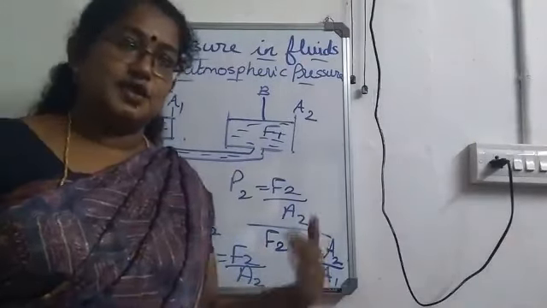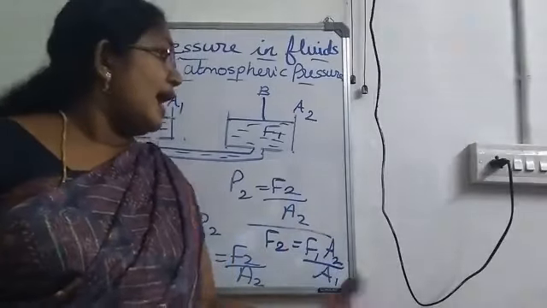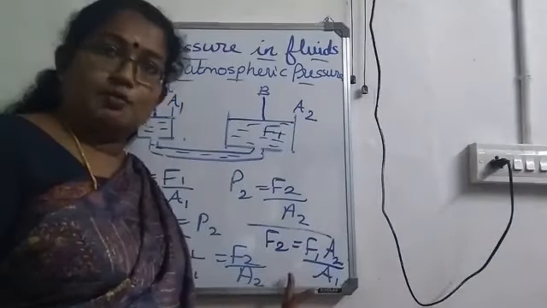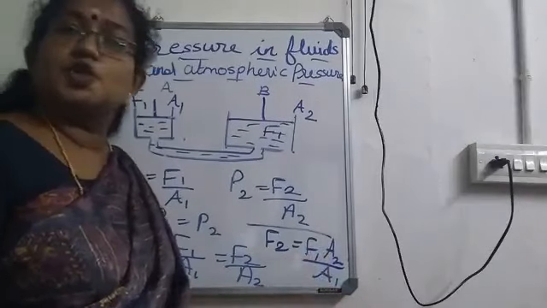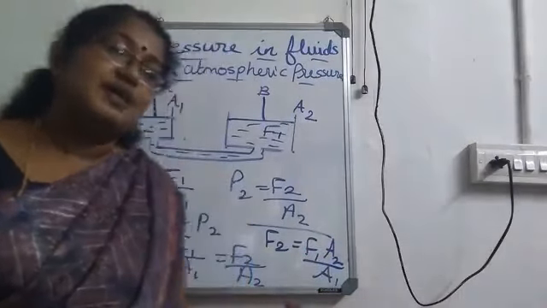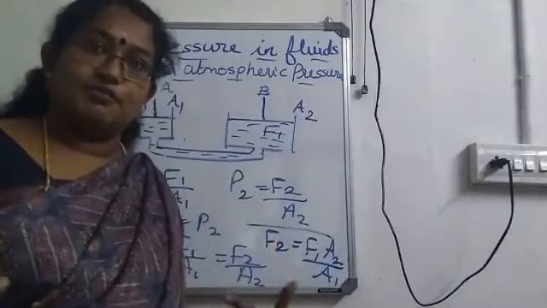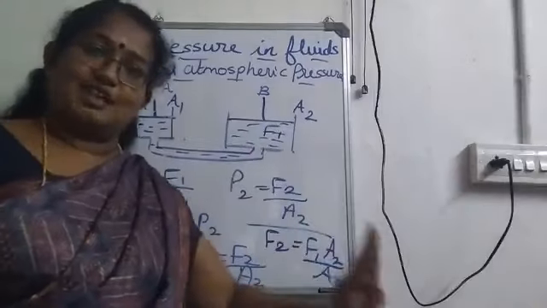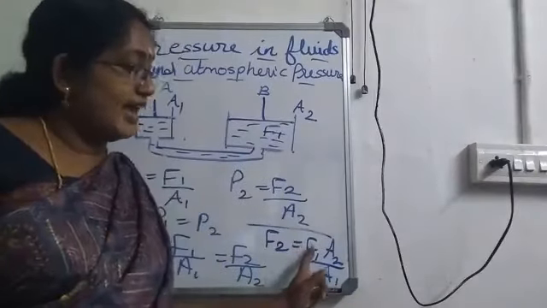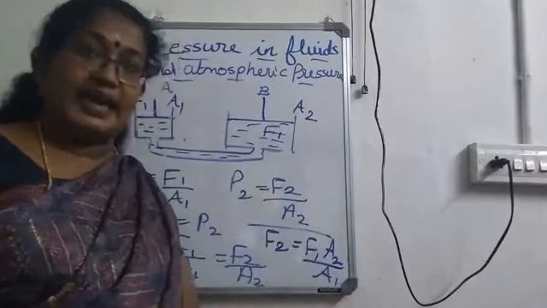Due to Pascal's law, the pressure gets transmitted, and F2 is the pressure formed there. In the case of F2, it is F1 into A2 by A1. That means which one is greater here, F1 or F2? Naturally, it is F2, isn't it? F1 means it is F1 itself. F2 is F1 into A2 by A1.